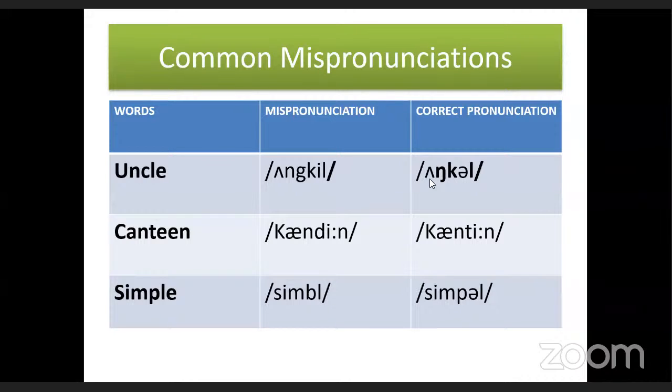The first sound is a. The second one is this ng sound, nasal sound, ng sound. Then we have k, a, and l. Look at the transcription and then read. Then you will know the correct pronunciation of the word. It is uncle. Uncle. Okay.